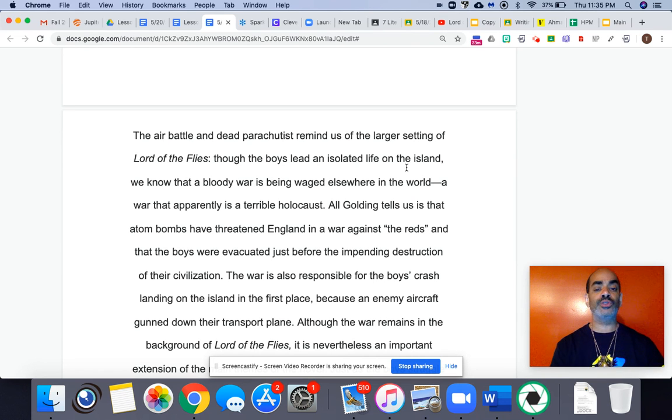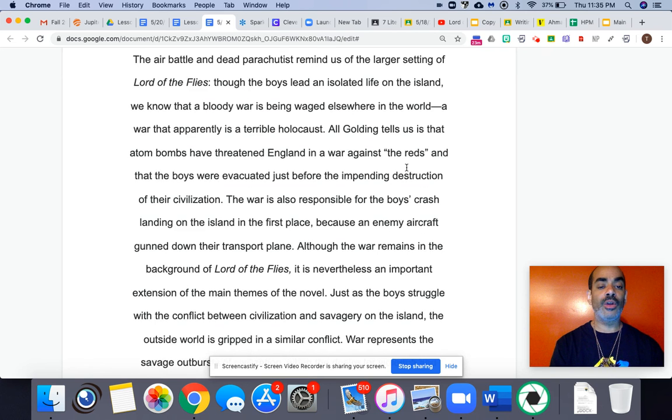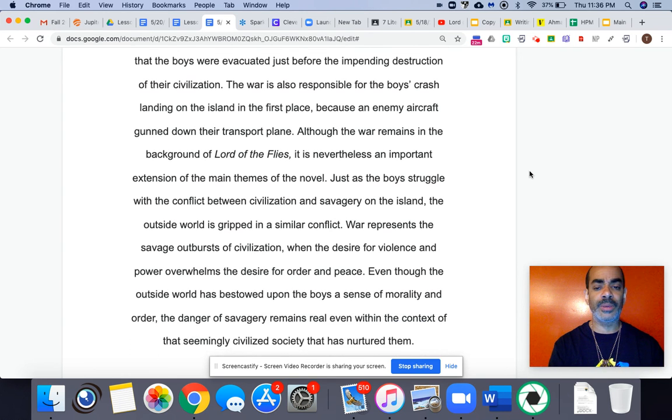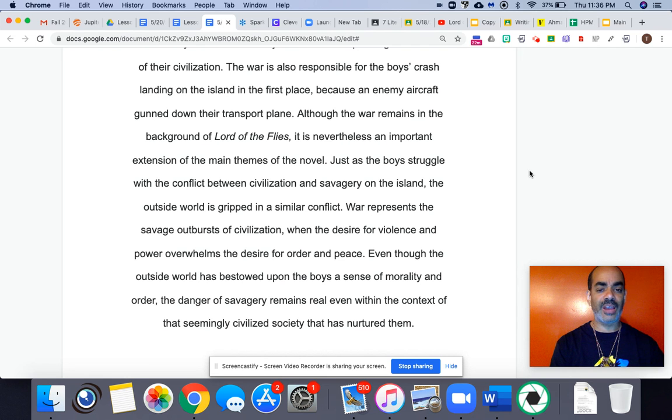The war is also responsible for the boys' crash landing on the island in the first place because of the enemy aircraft gunned down by their transport plane. Although the war remains in the background of Lord of the Flies, it is nevertheless an important extension of the main theme of the novel, civilization versus the beastly nature. Yet they're coming from a civilized nation, but they're at war. So it's that constant conflict. War represents the savage outburst of civilization when the desire for violence and power overwhelms the desire for order and peace.